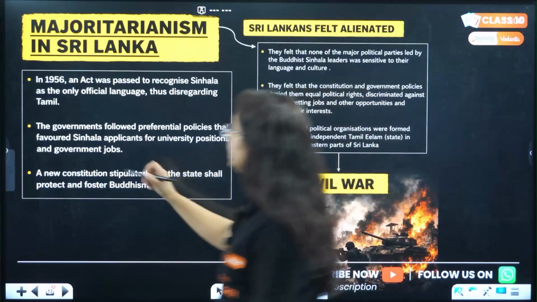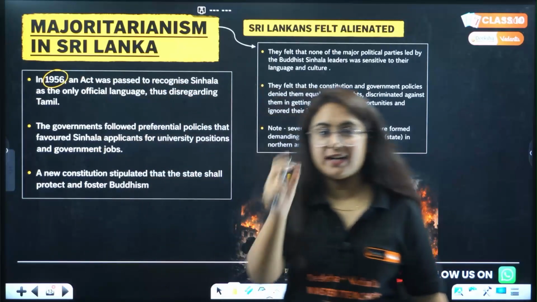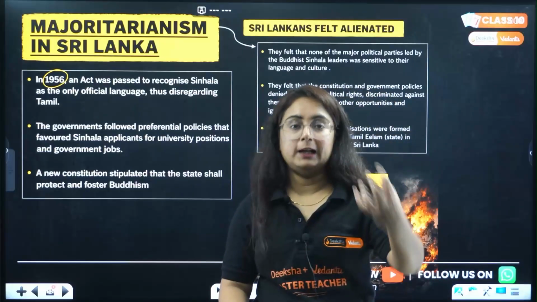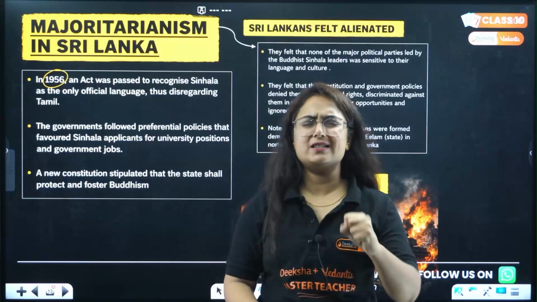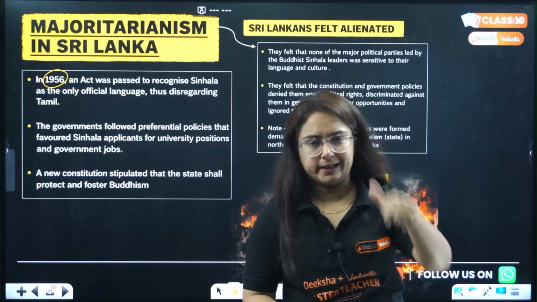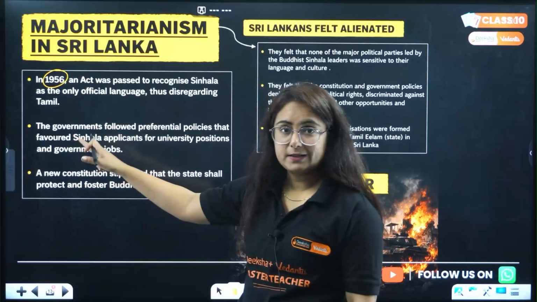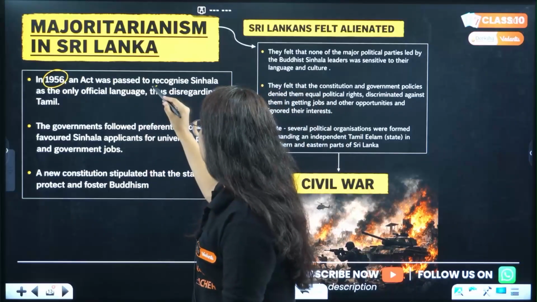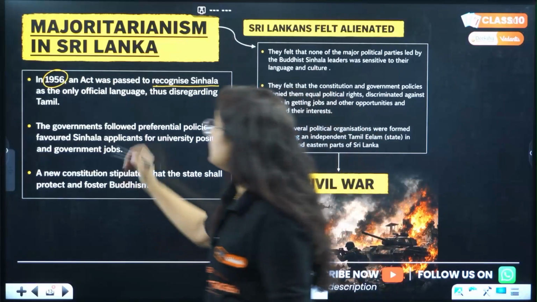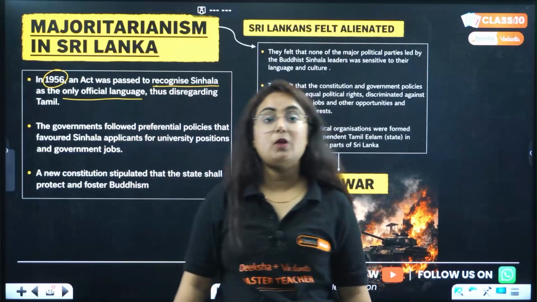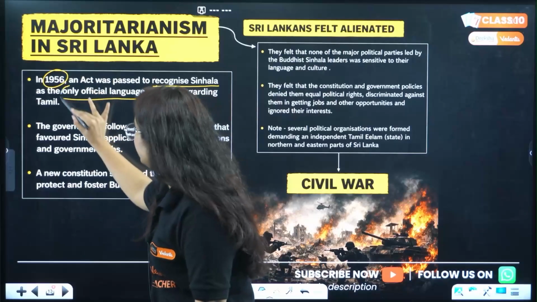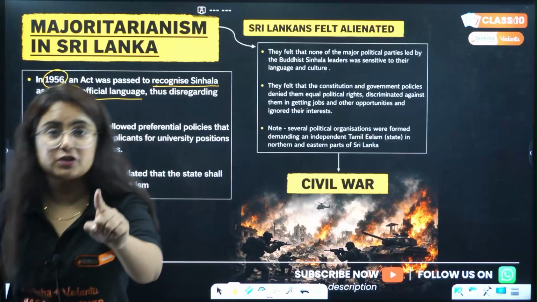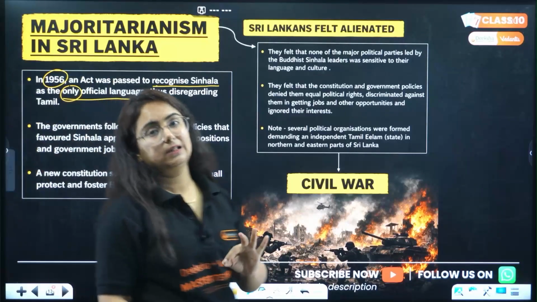What happened? How did it happen? See, there are 3 points and the question will come for 3 marks. The question is how the Sinhala people took measures, or what are the majoritarian measures in Sri Lanka? In 1956, after independence, when they made the constitution, an act was passed to recognize Sinhala as the only official language. Pay attention to this. We will not write it as the official language; rather, we will write only official language of Sri Lanka, disregarding Tamils.